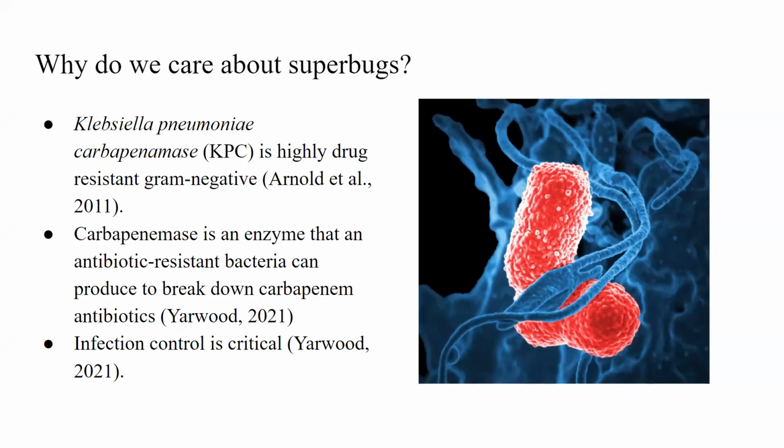Why do we care about these superbugs? Superbugs are a strain of bacteria, viruses, parasites, and fungi that are resistant to most of the antibiotics. Klebsiella pneumoniae carbapenemase, or KPC, is highly drug resistant, gram-negative. So the carbapenem-resistant are a family of bacteria difficult to treat because they're highly resistant to antibiotics. Carbapenemase is an enzyme produced by the bacteria, and this breaks down the carbapenem antibiotic. So in this infection, the infection control is very critical.